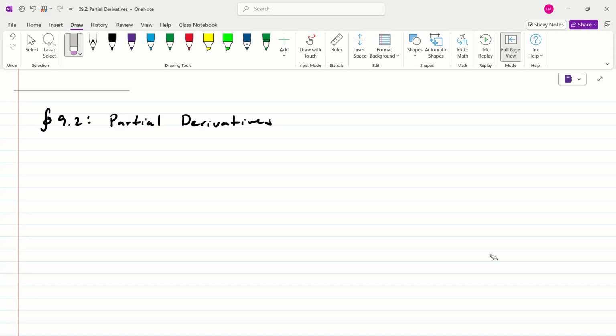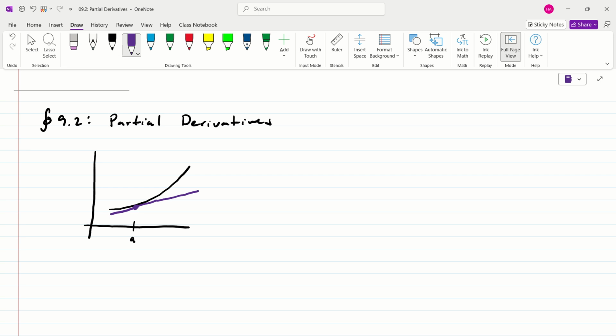In section 9.2, we look into something called a partial derivative. So you are already familiar with a derivative from your Calculus 1. And if you have a graph of a function, and if you were trying to figure out the derivative at x equal to a, then you were trying to figure out the slope of the tangent line at this point right here.